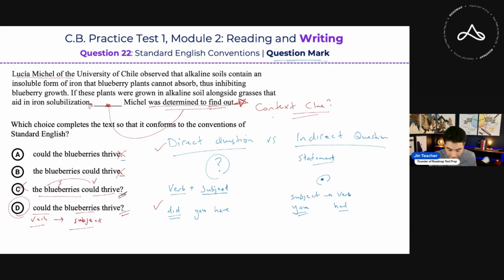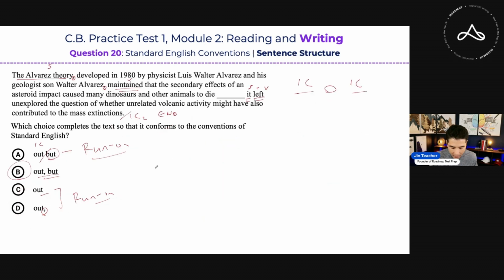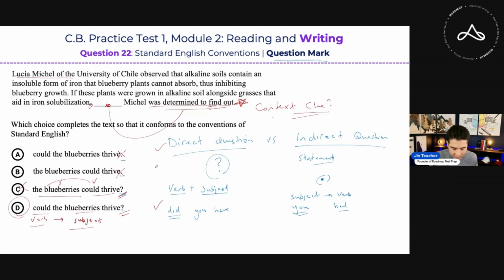Can you guys see it? So again, if you guys are curious about learning more about this, write in the comment section below, or just research on your own, right? Direct question versus indirect question. You can find out some just good grammatical knowledge based off of that search.